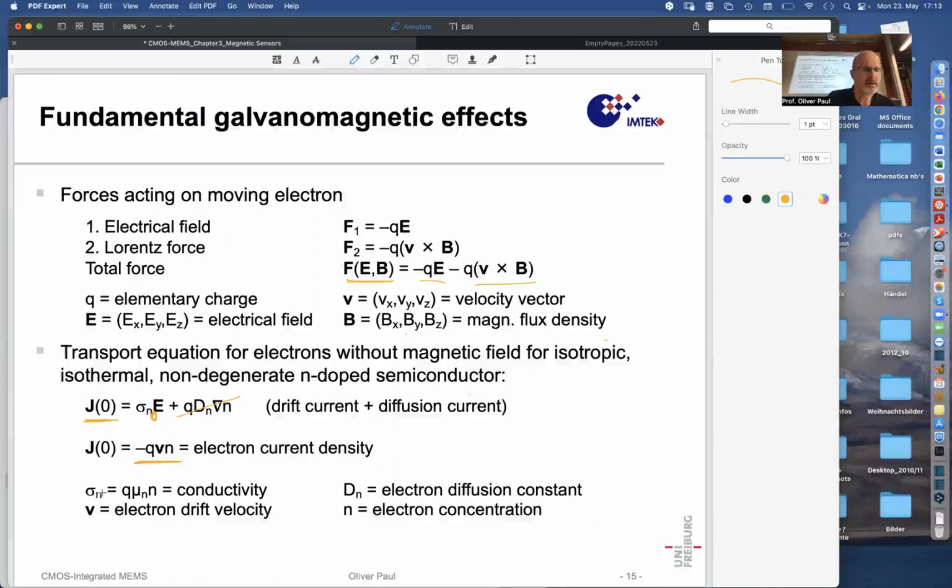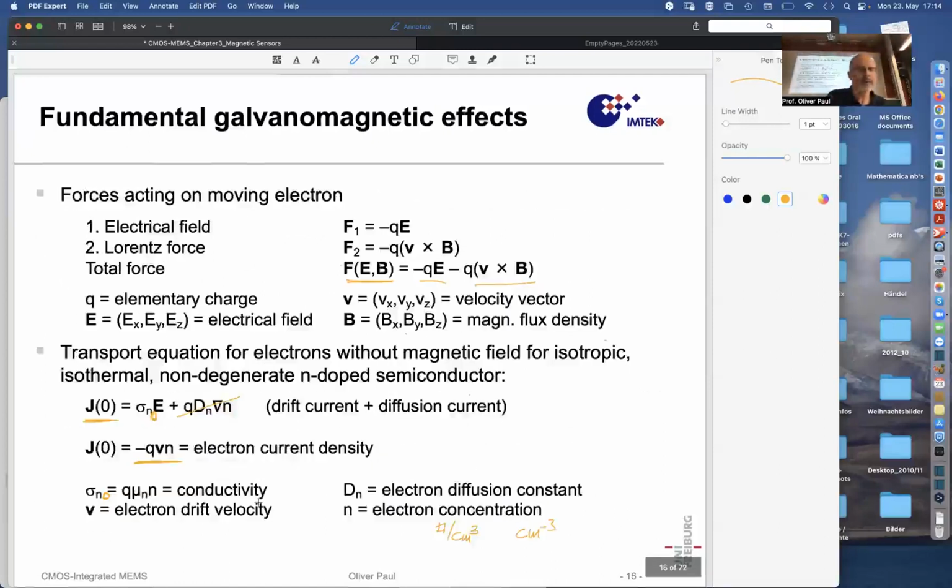Yeah, and let me put this 0 also here. I will add it a few times. I think it's more consistent. And then we have also here the D, that's the electron diffusion constant, and N is the electron concentration, the density of electrons, the number of electrons per cubic centimeter, or just per cubic centimeter as it is usually written, and the electron drift velocity.